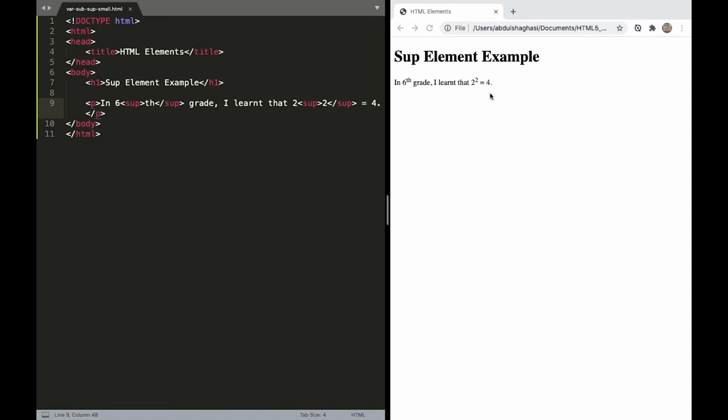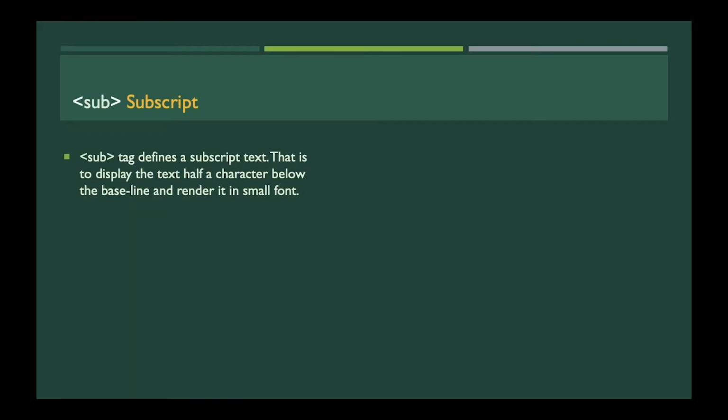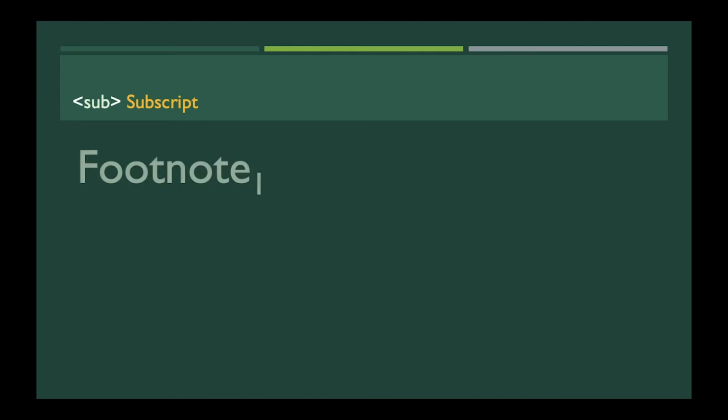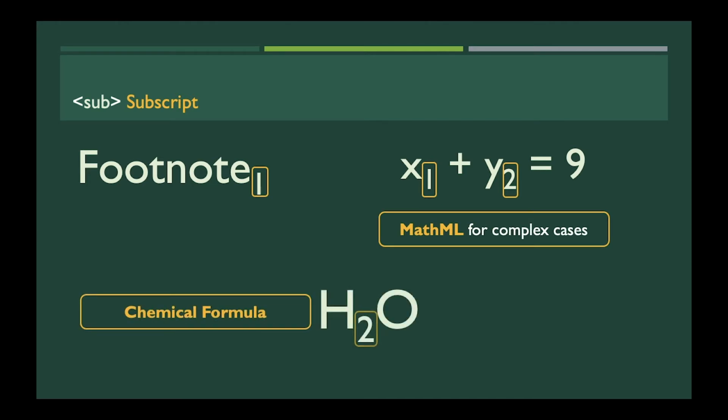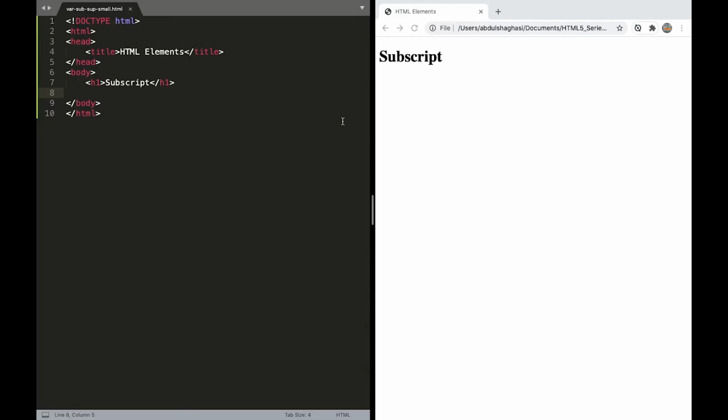Next, we have got the subscript or sub element within HTML. The sub tag defines a subscript text, that is to display the text half a character below the baseline and render it in a small font. Appropriate use cases for sub include marking up footnote numbers, marking up the subscript in mathematical variable numbers, and denoting the number of atoms of a given element within a chemical formula, for example H2O, which is otherwise known as water.